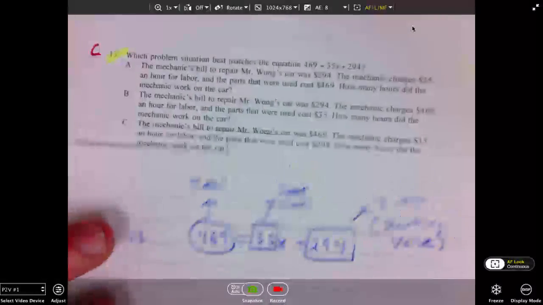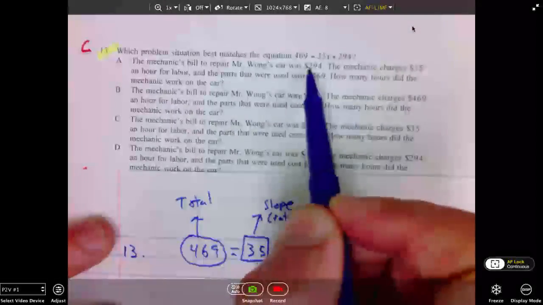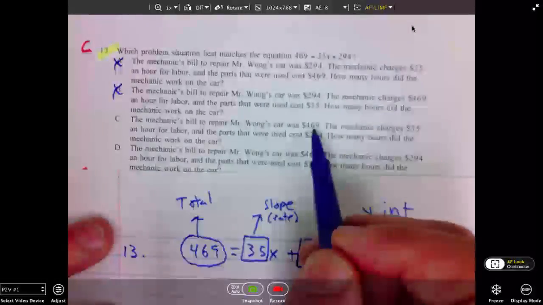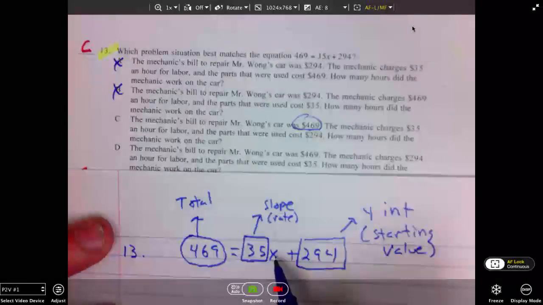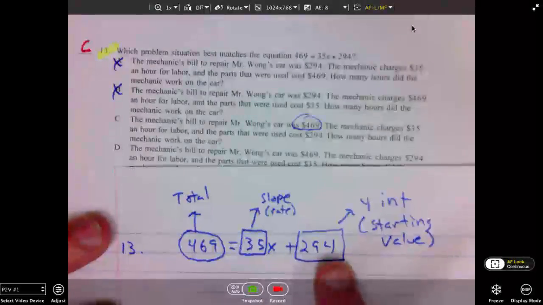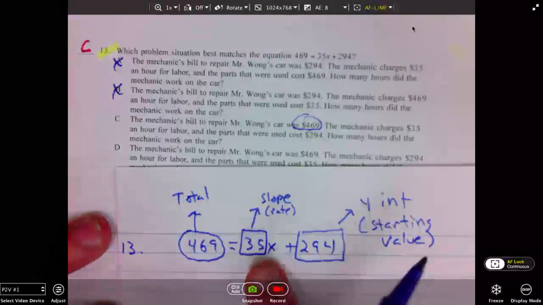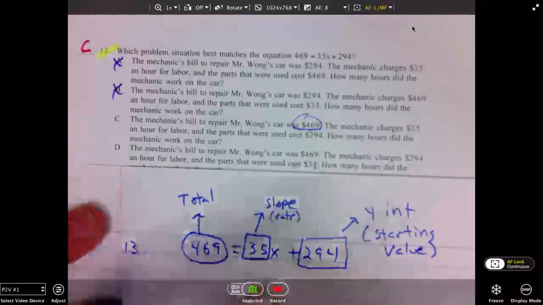Let's see which is the best answer. A: The mechanic's bill was 294. No, we know we want the total to be 469. That's no good. B: The mechanic's bill was 294. No, we want a total of 469. C says the mechanic's bill was 469. That's good. The mechanic charges $35 an hour. We see the 35 times the variable x. The parts used cost $294. That's our starting value. We're starting out at $294 for the parts and adding $35 for every hour, where hour would be the variable x. So we see that indeed C is the best answer.